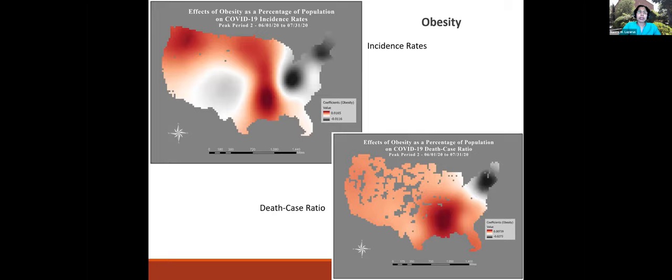Largely consistent patterns are found when it comes to the effect of obesity on increasing incidence and deaths, particularly in the south and the midwestern parts of the country. Negative effects on both incidence rates and death to case ratios are observed in the Northeast. The only difference is if you look at the map on incidence rates on the top left, the southwestern region is recording lower values in coefficients relating to this particular independent variable.